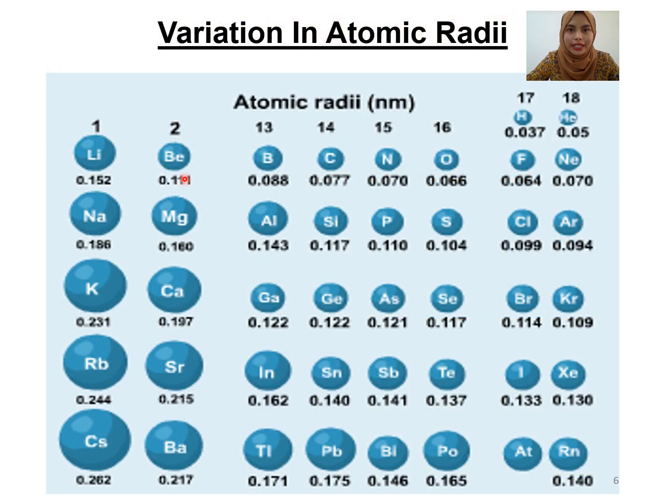Okay, for example, in the periodic table of elements, why do you need to know the variation in atomic radii? It is because it determines the size of the atom down the group or across the period. Okay, if you look at here, down the group, the size of the atom gets bigger and bigger. And then across the period, the size of the atom gets smaller and smaller. Why is that?